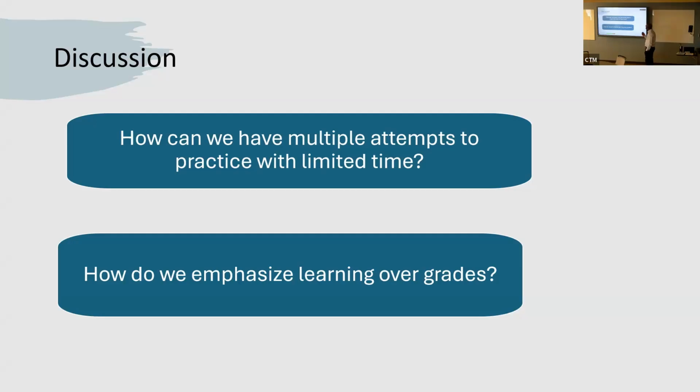How can we have multiple attempts to practice with very limited time? This is something I think about a lot. If we want our students to practice, and we just have 90 minutes or 60 minutes with them? Almost 3 hours for A&P labs. Okay, because I'm teaching them the human body. So how do we do that?